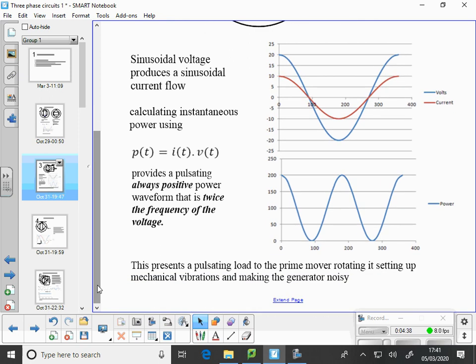What that's doing is presenting a pulsating load to the primary mover that's rotating it. So if you're driving this generator with a turbine, a water turbine or steam turbine, the load you're putting on that turbine is pulsating. It's not constant. So that's a disadvantage of a single phase generator. It has a tendency to make them noisy because of that pulsating load, and all your bearings are getting a pulsating load on them and so on. Any questions so far?